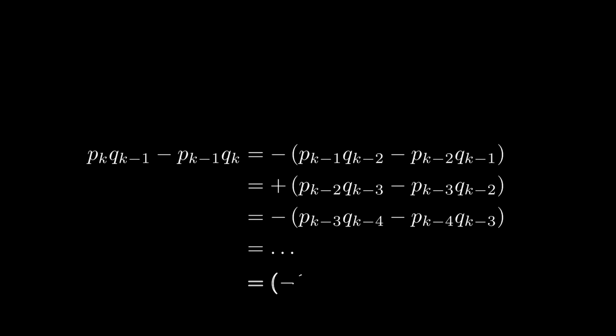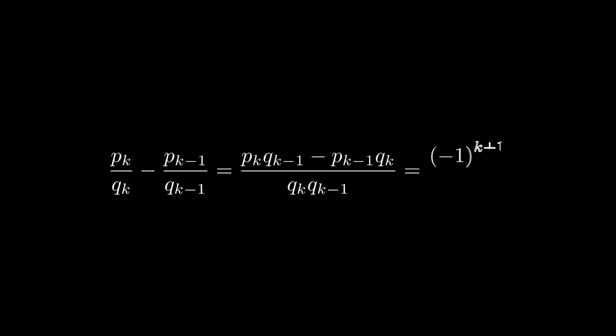The first identity here shows that convergents are in their lowest terms. If there were a number d that divided both pk and qk, then it would also have to divide minus 1 to the k plus 1, so d must be a unit. More importantly, we can look at the difference between consecutive convergents. We see the difference contains a minus 1 to the k term, so this sequence oscillates.